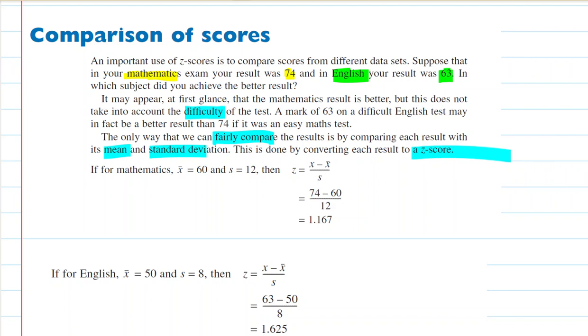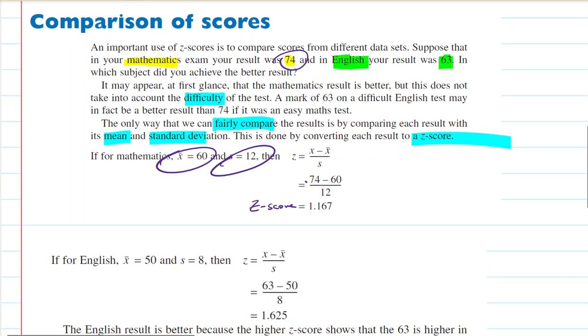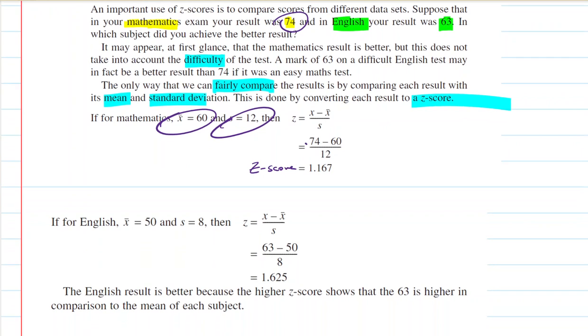If we look at mathematics, we have been given the average of 60 and the standard deviation. What we want to compare is that 74. So we plug in that 74, subtract the mean, divide by the standard deviation, and we get a z-score of 1.167.